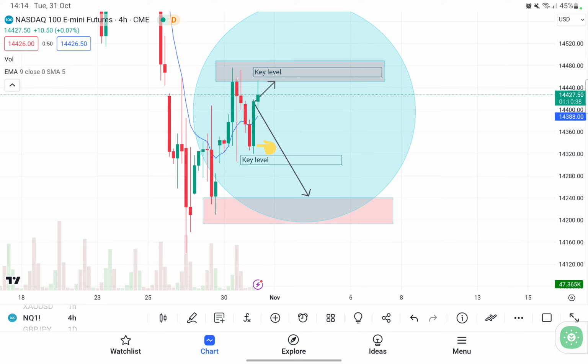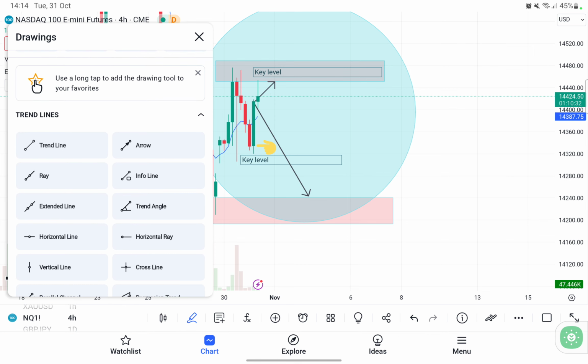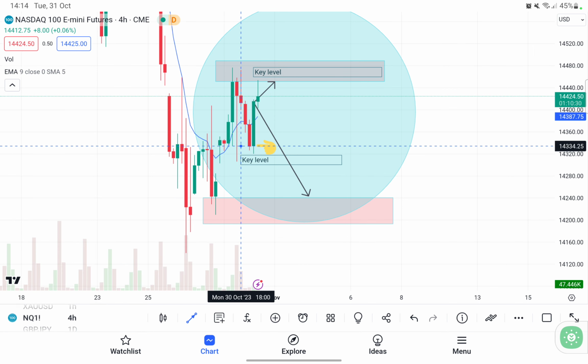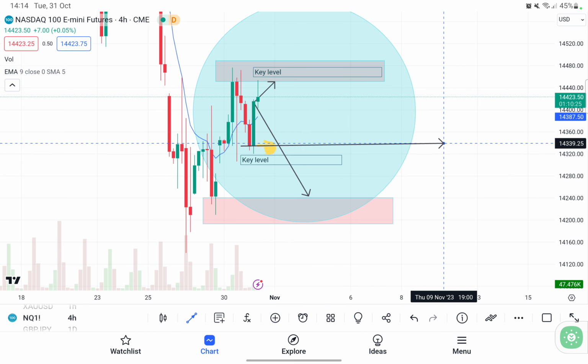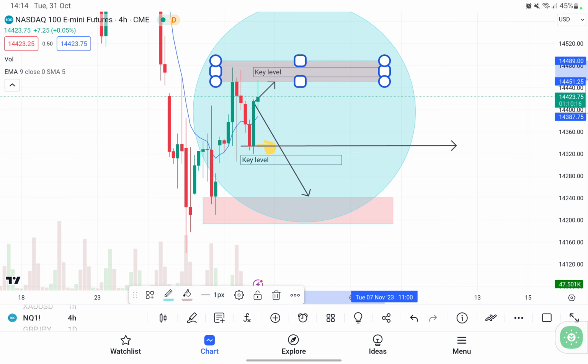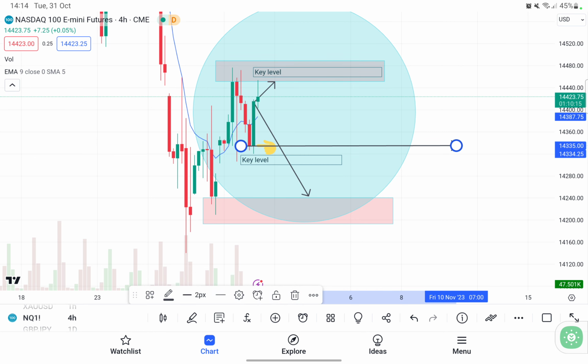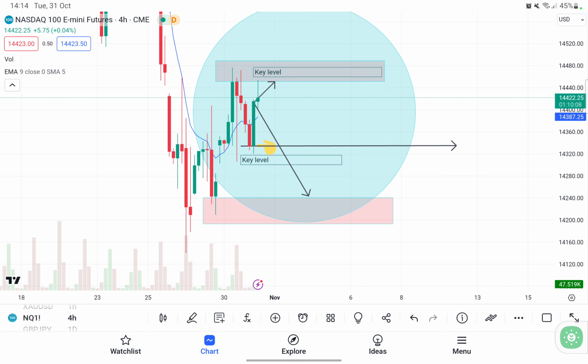So from here, this will usually be the first target. However, I will not close my trade here, but this will usually be the first target right here at this point in time. We'll be anticipating that price will bounce off of this key level here, close below here, and continue down to here. And that is how it will go.